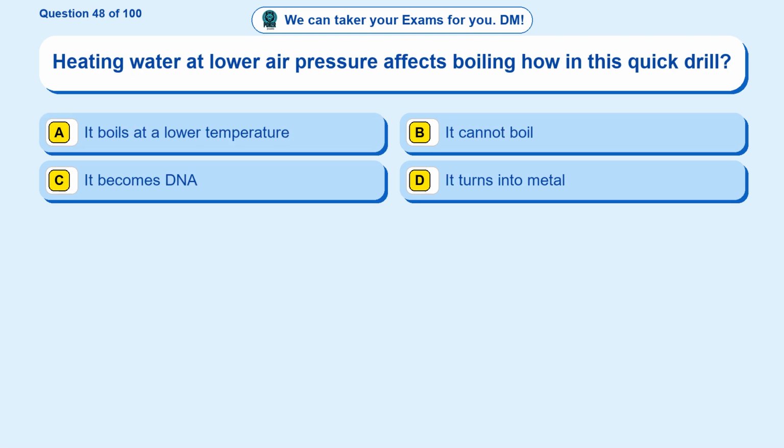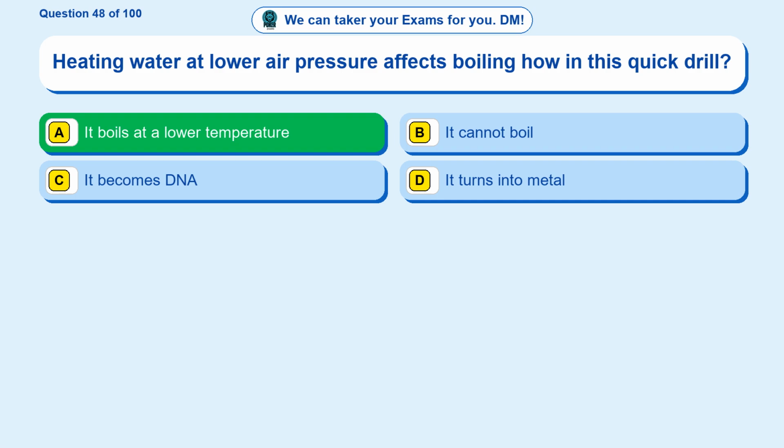Question 48. Heating water at lower air pressure affects boiling how in this quick drill? Option A. It boils at a lower temperature. Option B. It cannot boil. Option C. It becomes DNA. Option D. It turns into metal. The correct answer is option A.